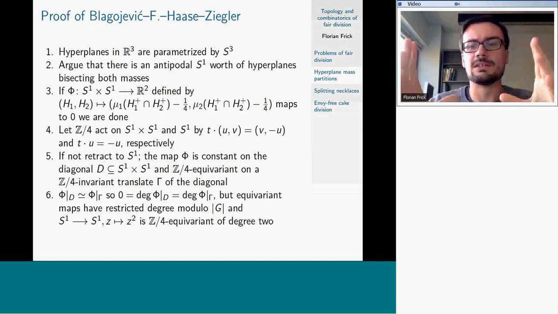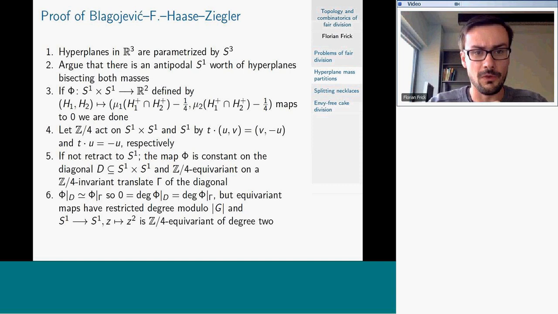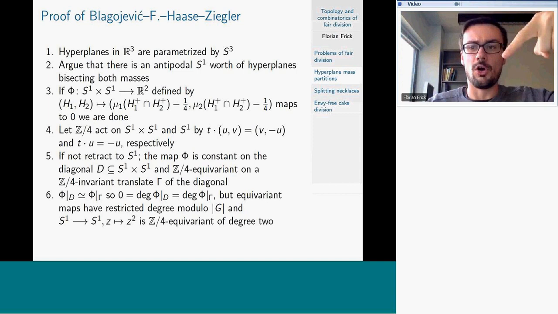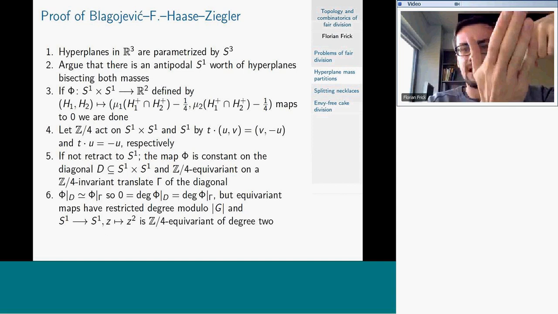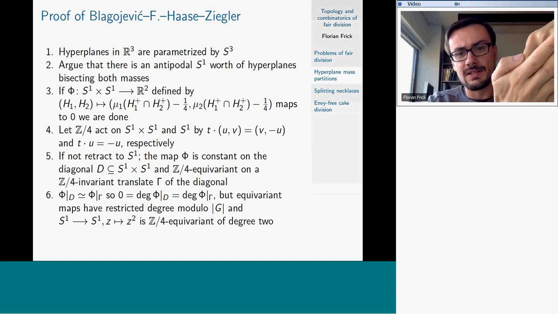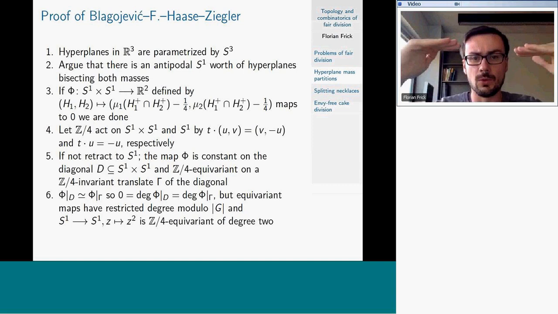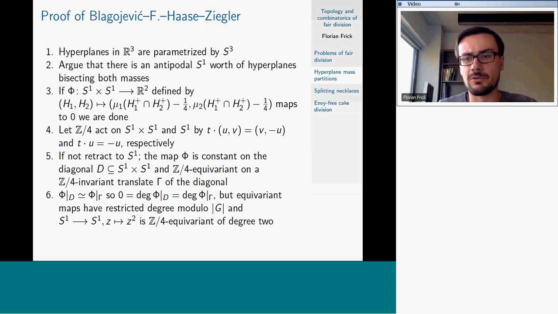So we're given two masses in three space, and we want to find these two hyperplanes that partition them both. Now planes in three space are parametrized by the three sphere up to compactification. Why is that? Well, you have a normal vector in S3, and this normal vector defines a linear subspace of R4. And a linear subspace of R4 of codimension 1 intersects R3, if you put R3 at height 1 as an affine hyperplane, right? Unless you're parallel to R3. So there are two vectors that don't correspond to hyperplanes. That's why this is up to compactification.